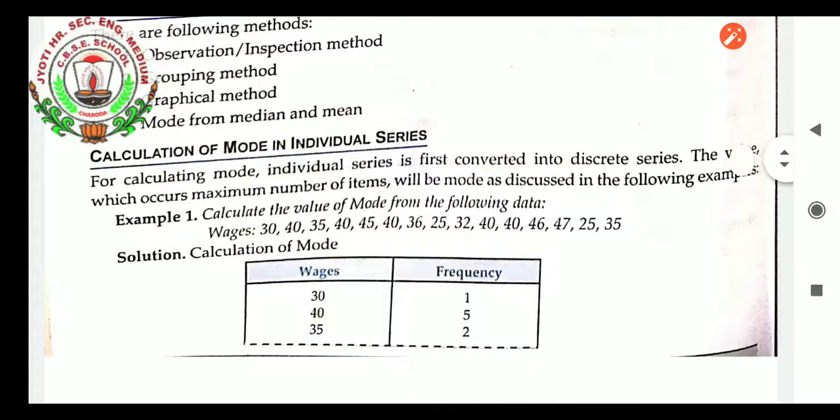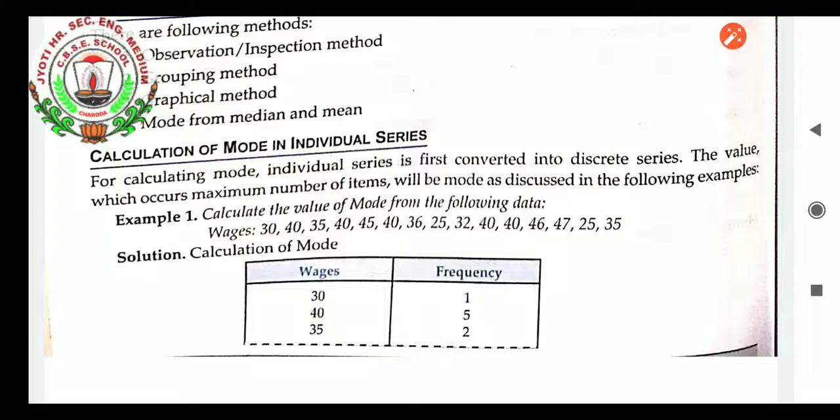Now comes calculation of mode in an individual series. For calculating mode, the individual series is first converted into a discrete series. The value which occurs the maximum number of times will be considered as mode. Calculate the value of mode from the following data. Wages 30, 40, 35, 40 is given. Calculation of mode. First of all, arrange the data if needed, but if not, there is no need. If you arrange the data, you will more easily find the number which is repeated and how many times. Otherwise, you have to write it for every frequency.